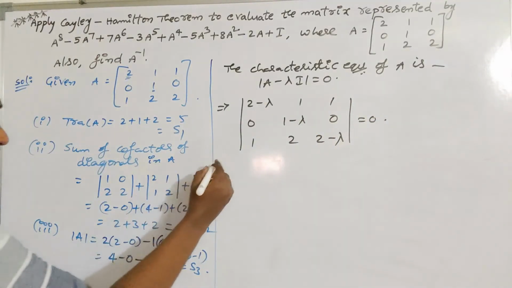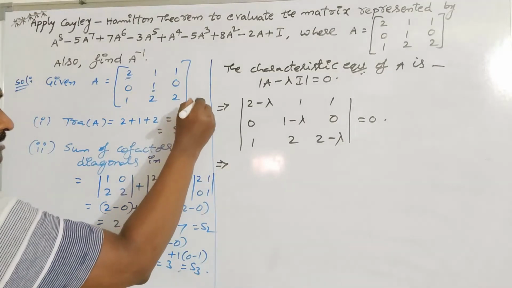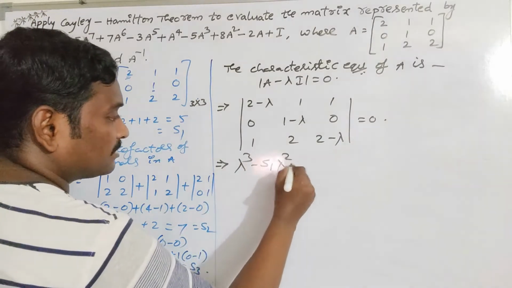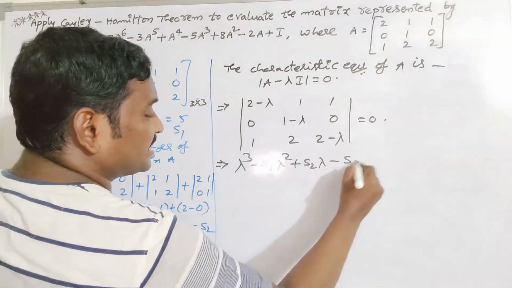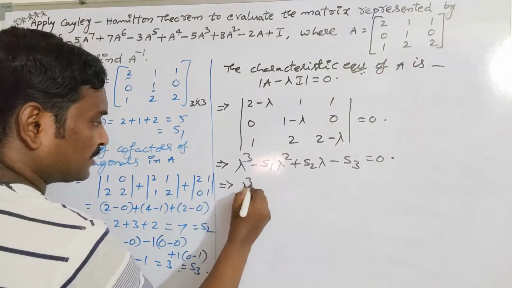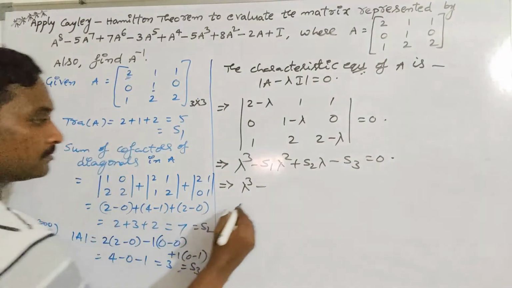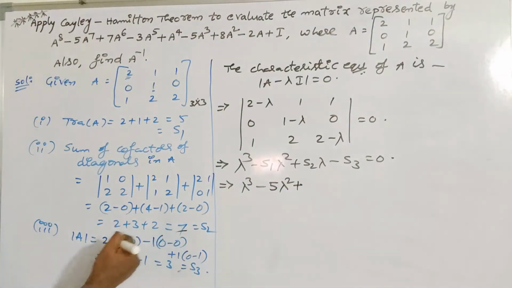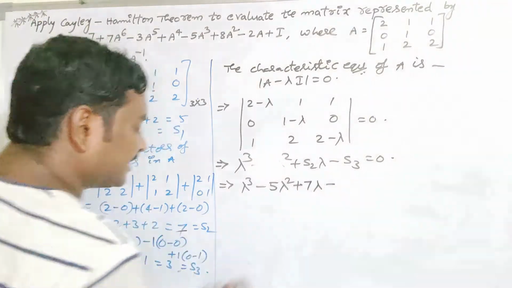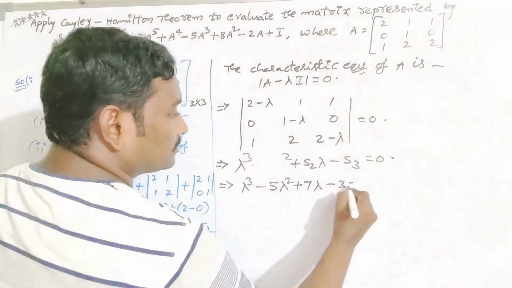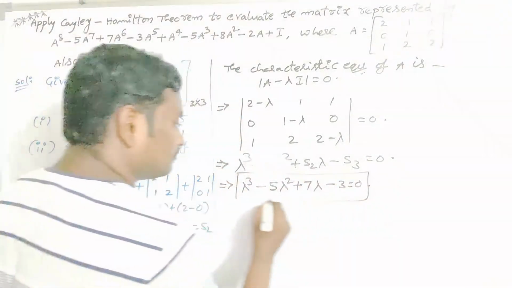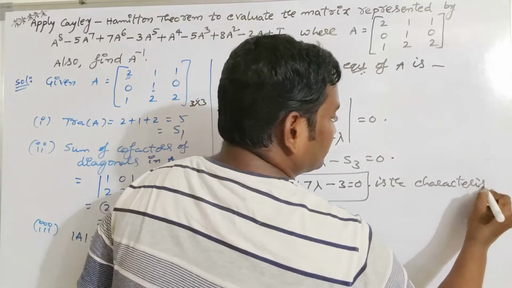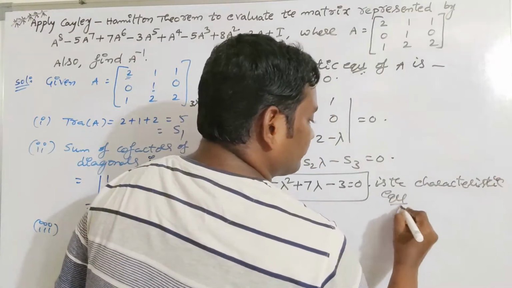What is the formula for this type of determinant? Since this is a 3 by 3 matrix, the first term is lambda cube minus S1 lambda square plus S2 lambda minus S3. S3 is nothing but det A. So, lambda cube minus, what is S1? 5 lambda square. What is S2? It would be 7, minus 3 is equal to 0. What is this? This is the characteristic equation of A.